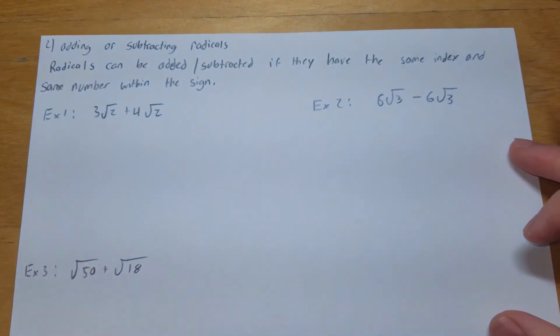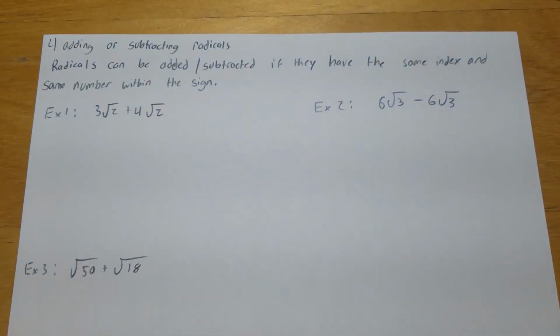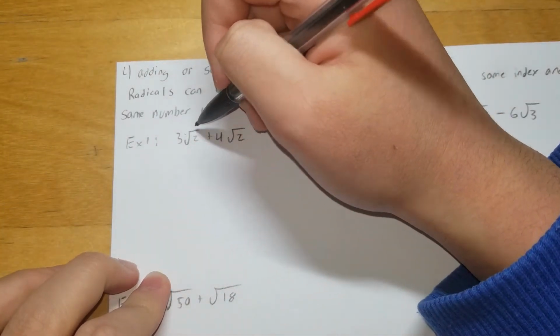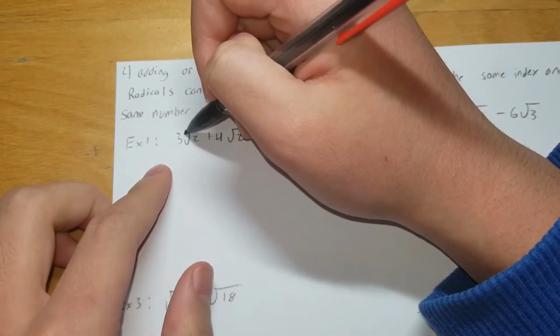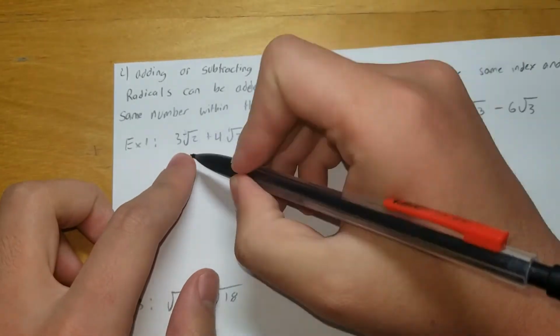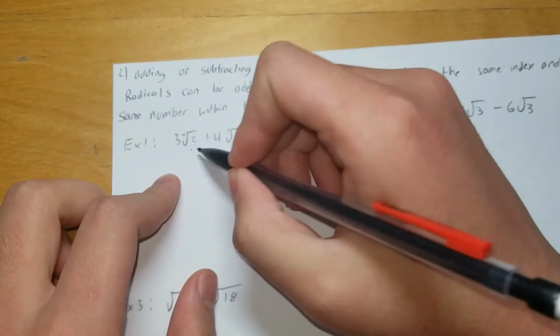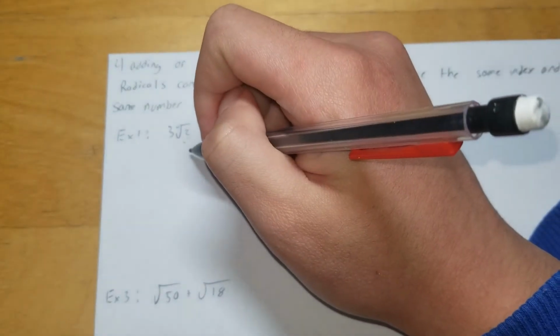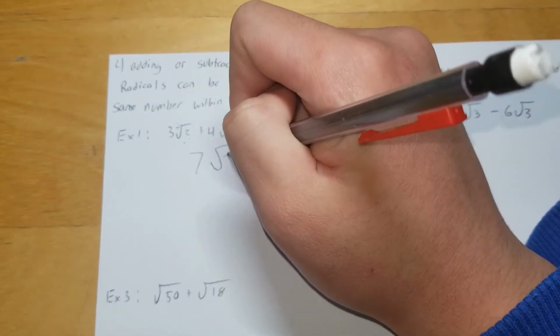Next, we have adding or subtracting radicals. Radicals can be added or subtracted if they have the same index and the same number within the sign. So we can add these two. The indexes are the same because we assume the blank little space to be a 2. This would also be a little 2. And the number within the sign, which is 2, is the same. So in this case, you can just add them straight up, and that would become 7 radical 2.